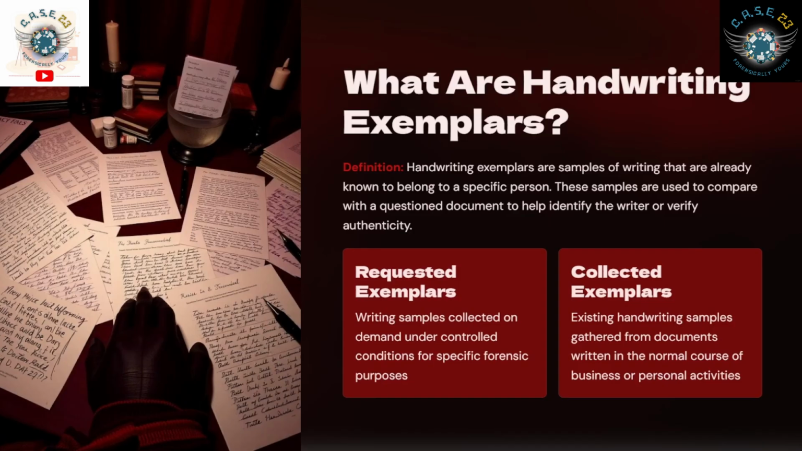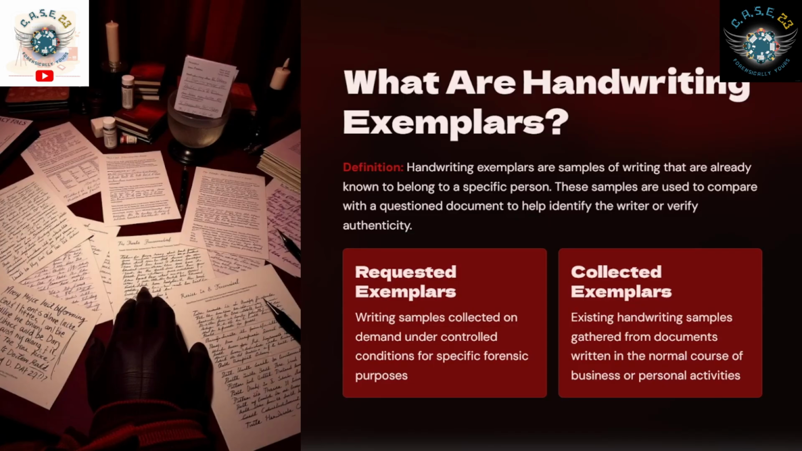So in forensic handwriting analysis, exemplars are nothing but writing samples that are already known to belong to a specific person. And these samples are very important because they are used as a reference point, as I've already said, to compare with the handwriting on a questioned document, like maybe a suspicious letter or check or contract or anything that has handwriting in it.